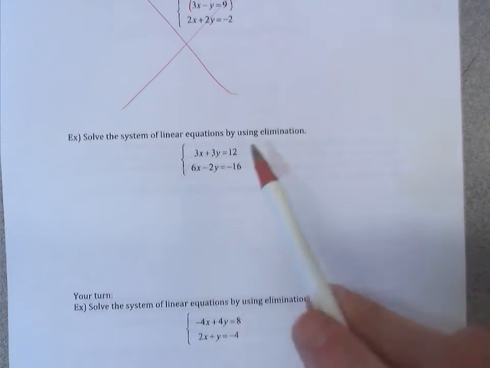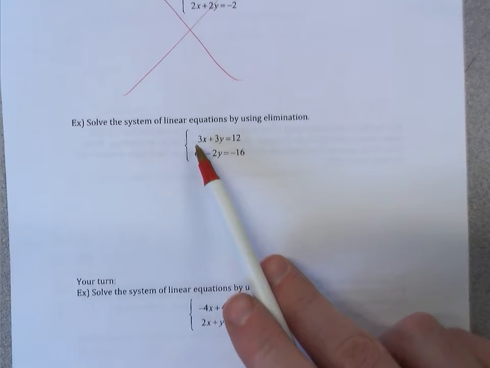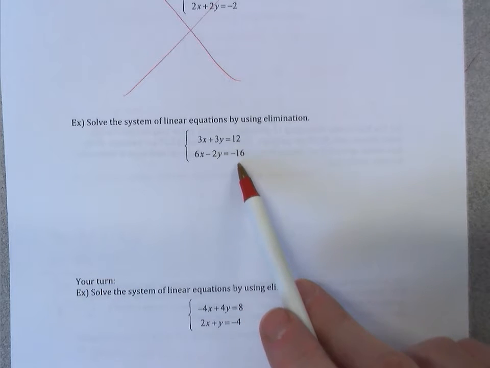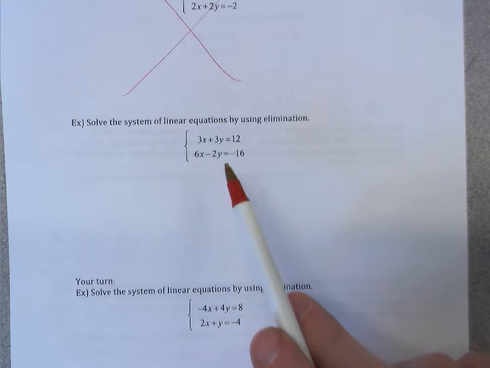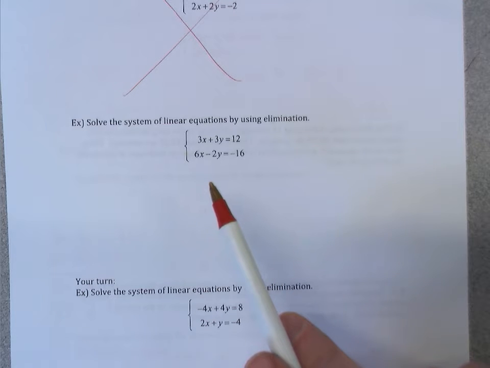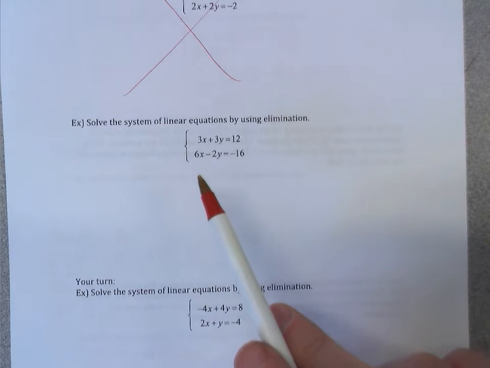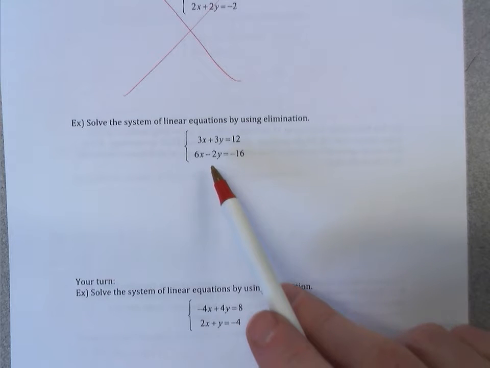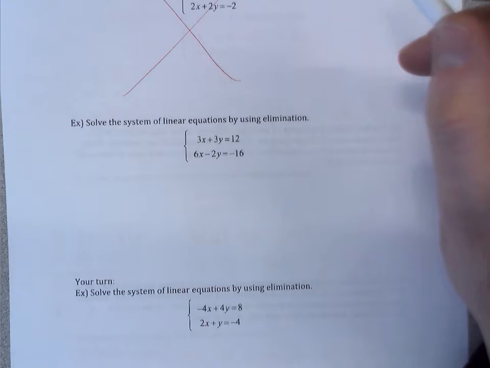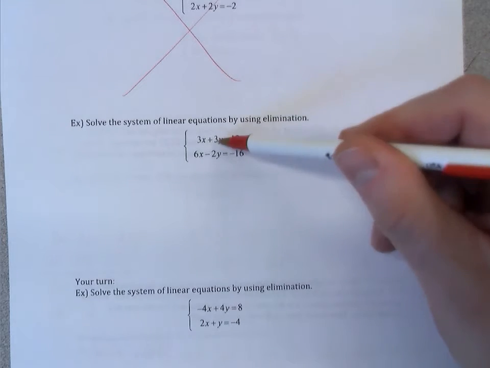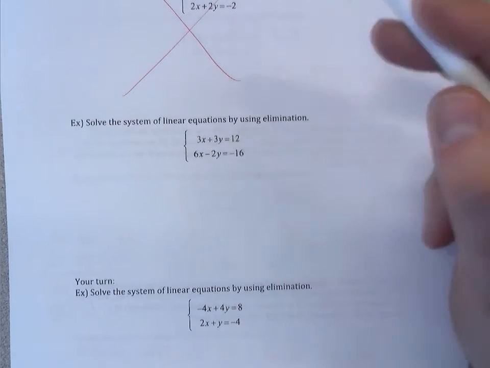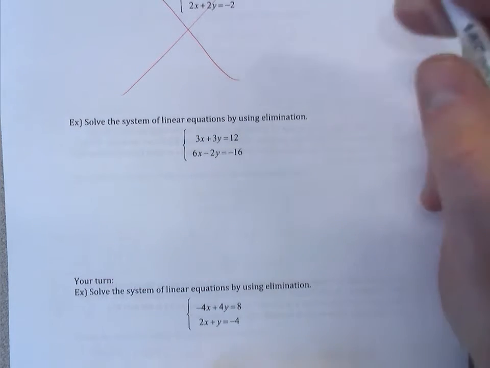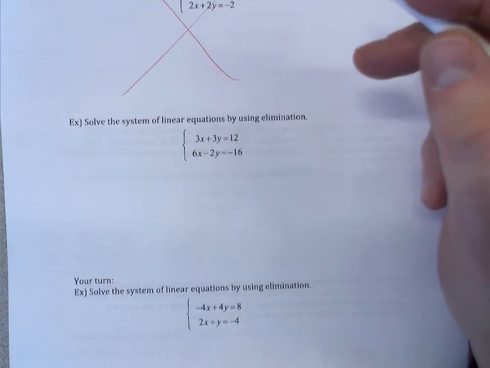So here's another good example with different coefficients. 3x plus 3y equals 12. 6x minus 2y equals negative 16. So we need to find a way to get some of these coefficients similar to each other. There's a variety of different ways that we can go about this. I can find a way to make the y's have the same coefficient, or I can get the x's to have the same coefficient. In this case, let's try the x's. Let's give them the same coefficient.